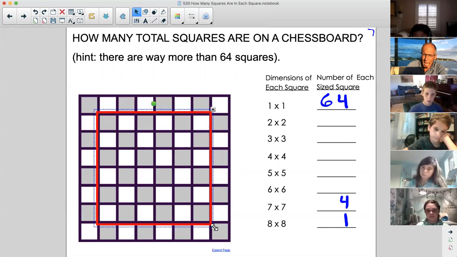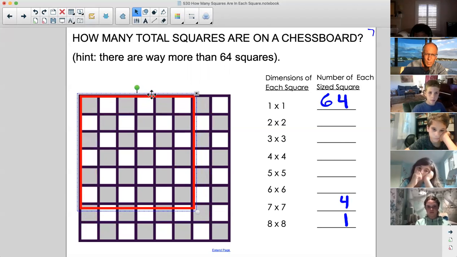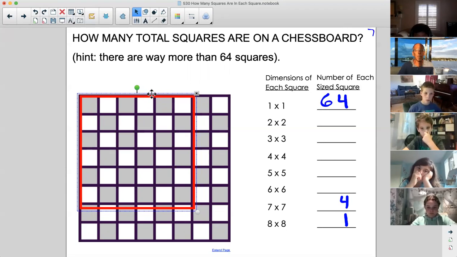Can you make a conjecture about how many 6 by 6s? Send me a quick chat about your conjecture. And if you have a conjecture, it's so much better to hear why. Like, what's the reason why you think it's, I don't know, 10 or 5 or whatever you think it is.